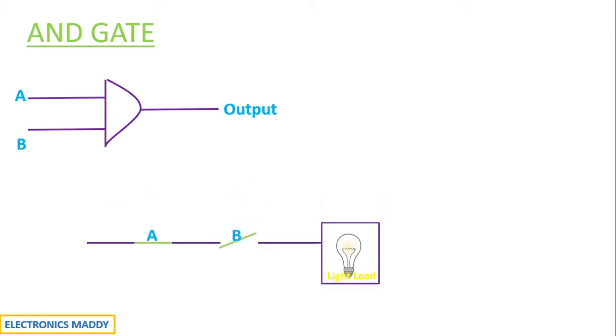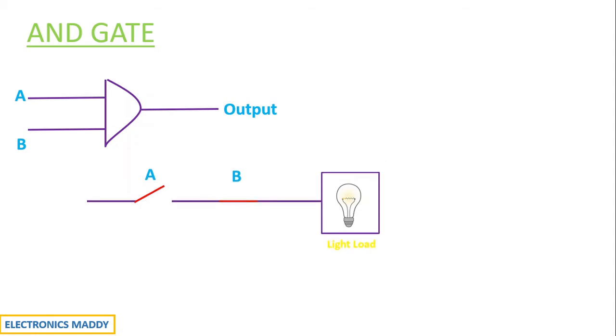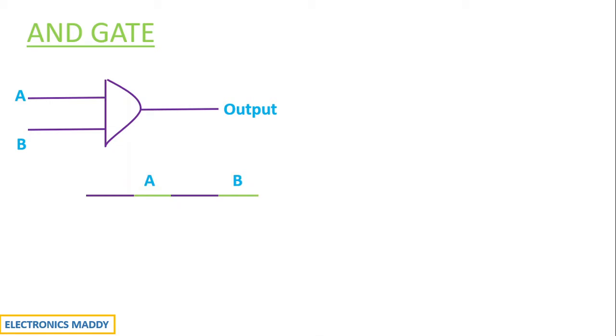Now when A is still open circuited and B is energized, A corresponds to 0 and B corresponds to 1. There will still be no current flowing through the light load because A is actually acting as open circuit. Final case, when both A and B are turned on, it corresponds to a logical state of 1 and 1. Consequently, current starts flowing through the light load and the light glows in this particular fashion.